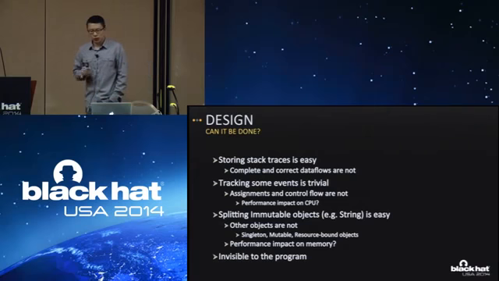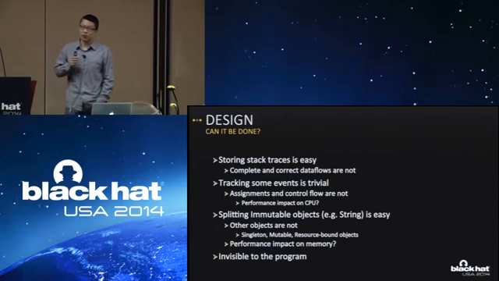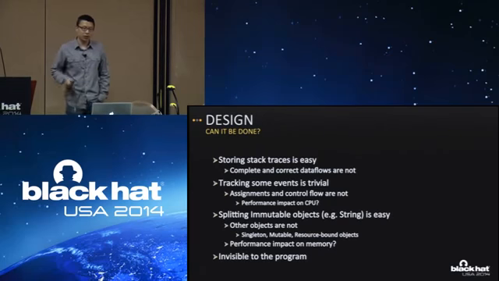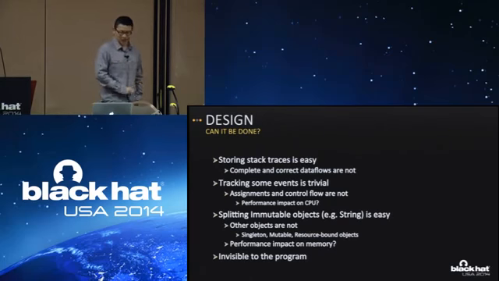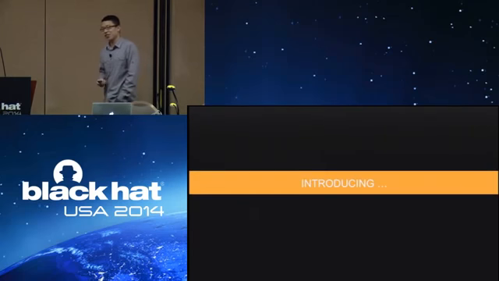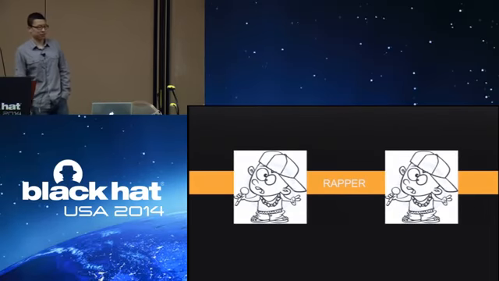And we also want to be invisible to the program. We do so many things to the program, and we want to make sure that with all the things we do, the program is not aware and is still able to function correctly. So instead of going into all the design decisions we got, let me introduce one of them, which we call wrapper.